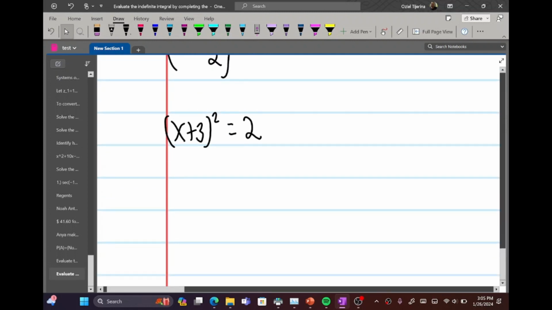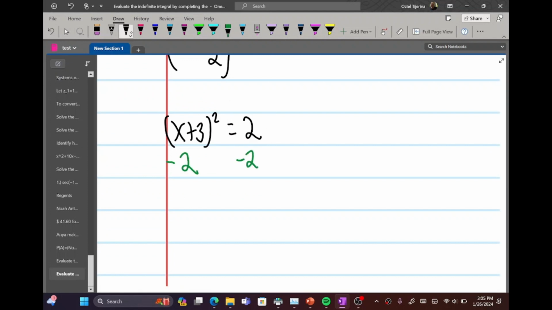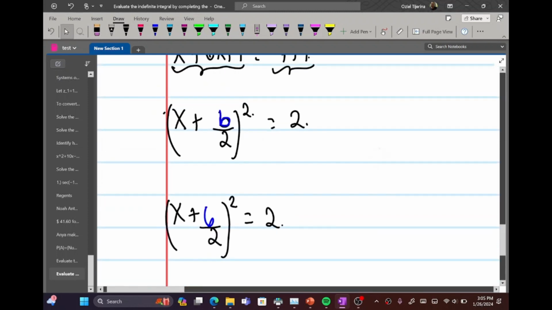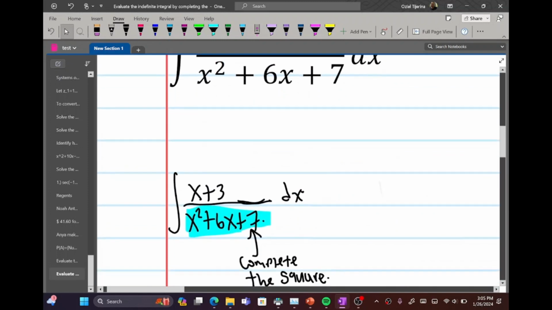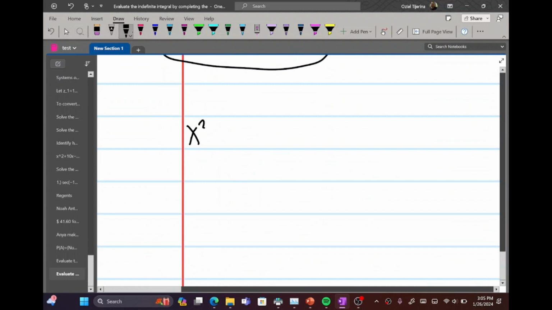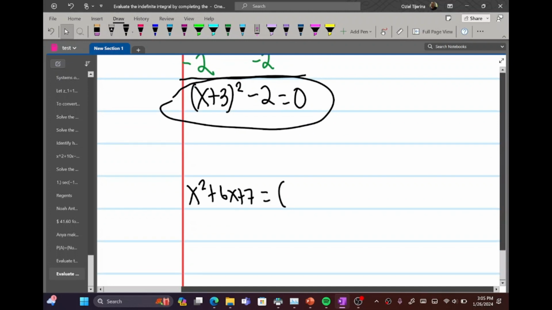And what I'm going to do is subtract this 2 on both sides, giving me x plus 3 quantity squared minus 2 equals 0. Now, this expression, guys, without the equals 0, is really what x squared plus 6x plus 7 is. So we can state that x squared plus 6x plus 7 is equal to the quantity x plus 3 squared minus 2.